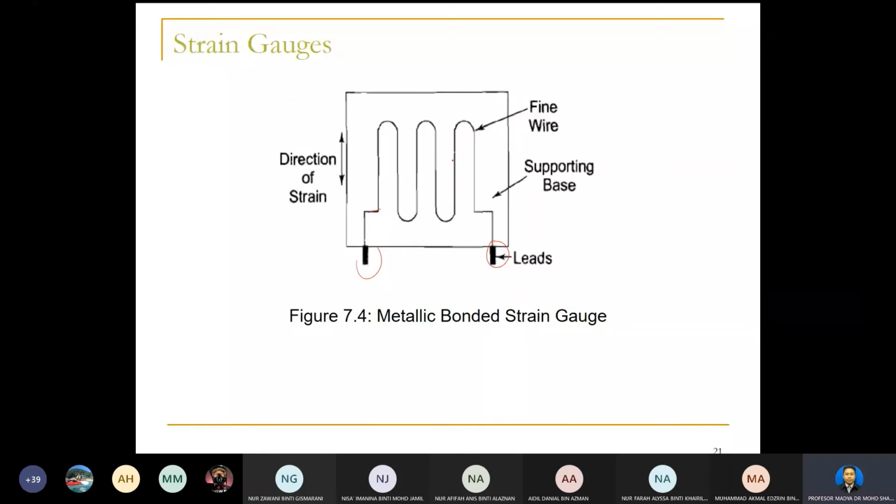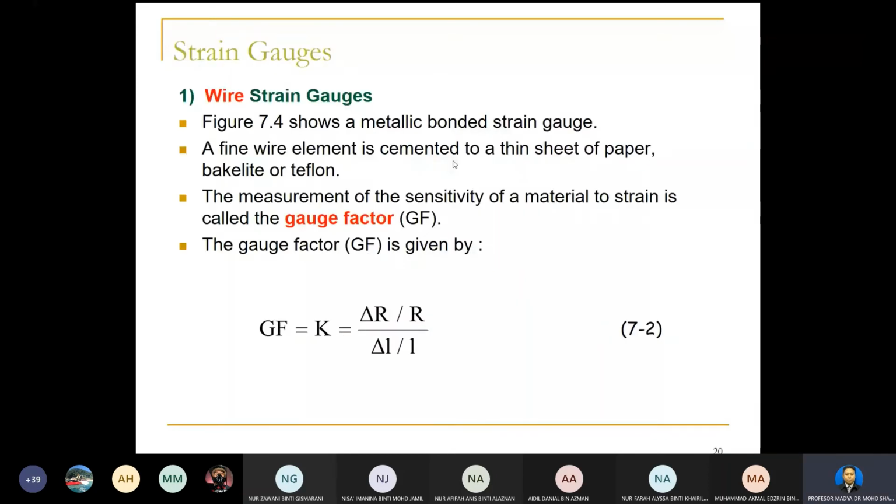The fine wire element is cemented to a thin sheet of paper, Teflon or bakelite. The measurement of the sensitivity of the material to strain is called the gauge factor. The formula for gauge factor is K equals delta R divided by R, over delta L divided by L.